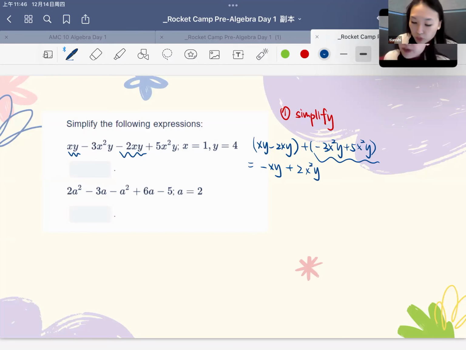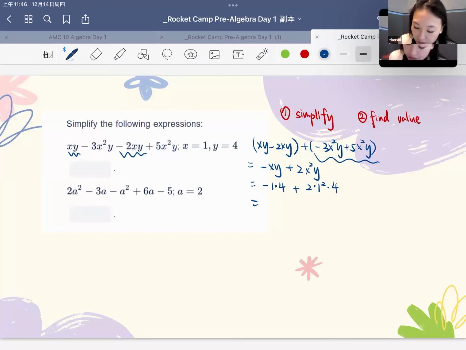And after simplifying it, we can do the second step, which is to find the value for it, okay? So we don't need to find the value for the whole expression. We just need to find the value for the simplified version of it. So x equals 1, y equals 4. So it will be negative 1 times 4 plus 2 times 1 squared times 4. And the first part is negative 4. The second part is 2 times 4, and the answer will be 8, right? So negative 4 plus 8 will be 4. So the final answer for this question will be 4.